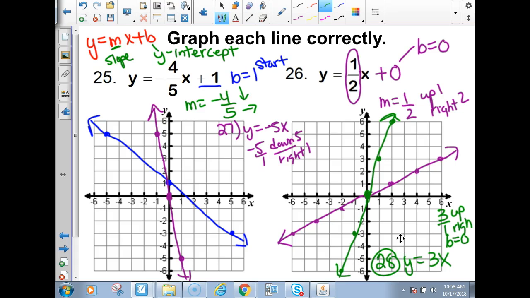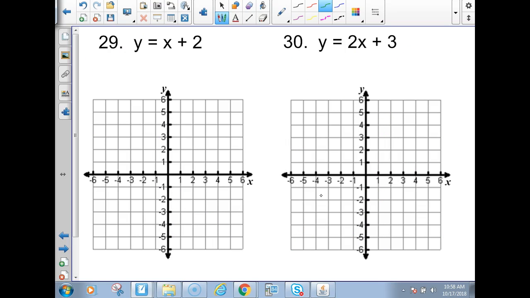How many of you are very comfortable already with graphing lines? Okay, cool. Quite a few hands. All right, so I'll try to go a little bit quicker. B is 2, which is your starting spot on 29. The slope m is 1, which is going to be 1 over 1, up 1 and right 1. Up 1, right 1, up 1, right 1. Reverse of that, down 1, left 1.